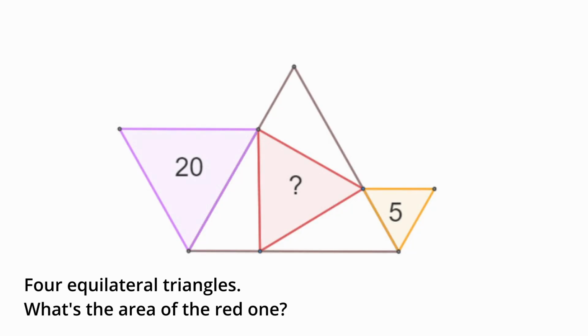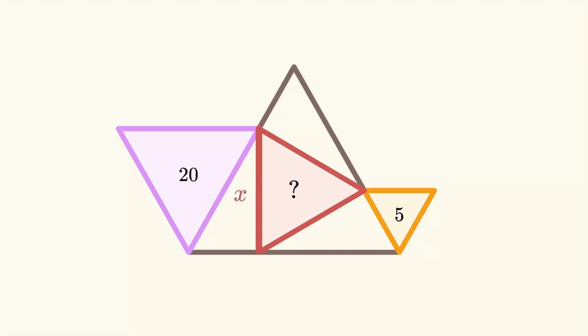4 equilateral triangles. What's the area of the red one? We'll have to find the side length of the middle triangle to solve this problem. Let's start with finding the side lengths of the purple and yellow triangles.